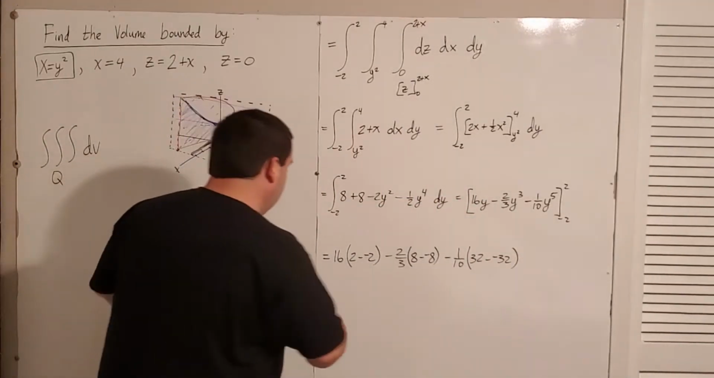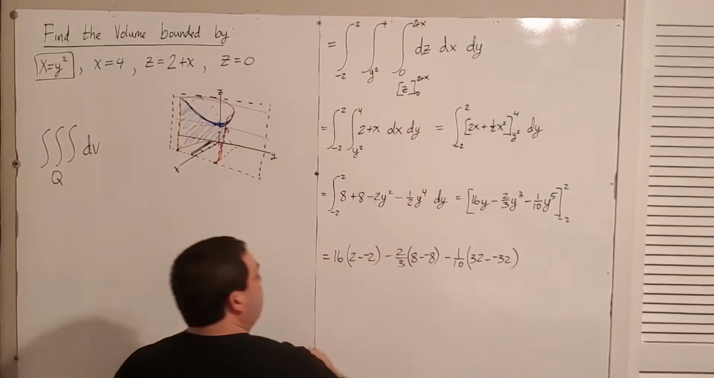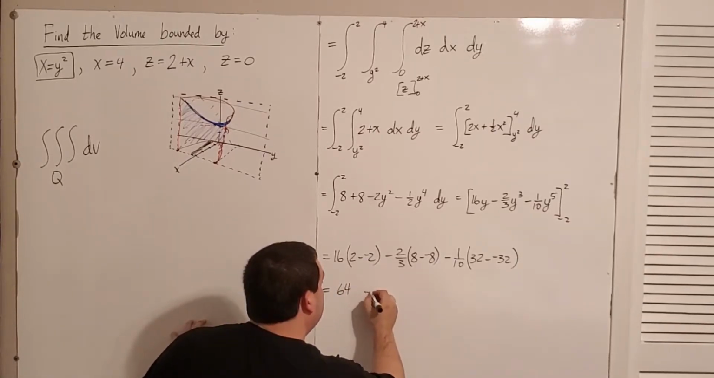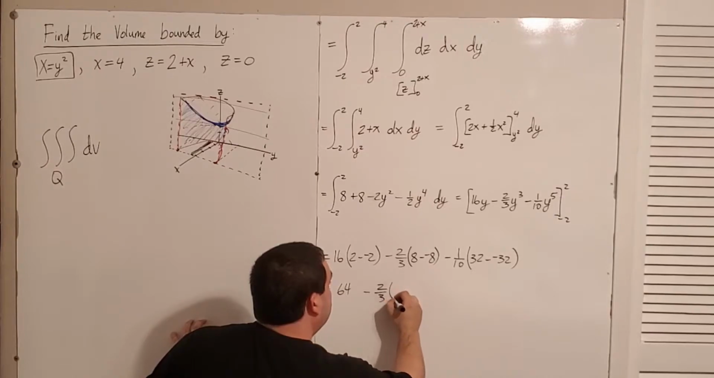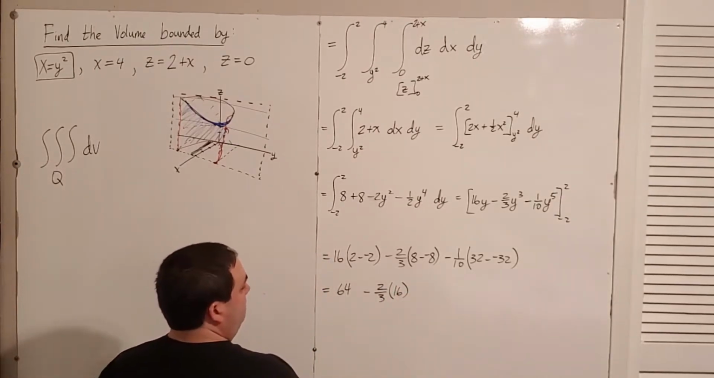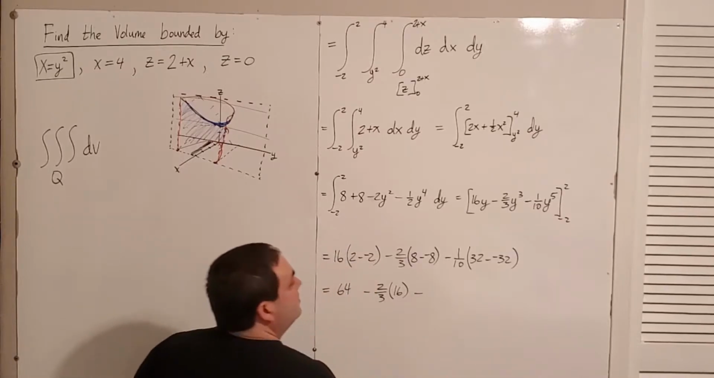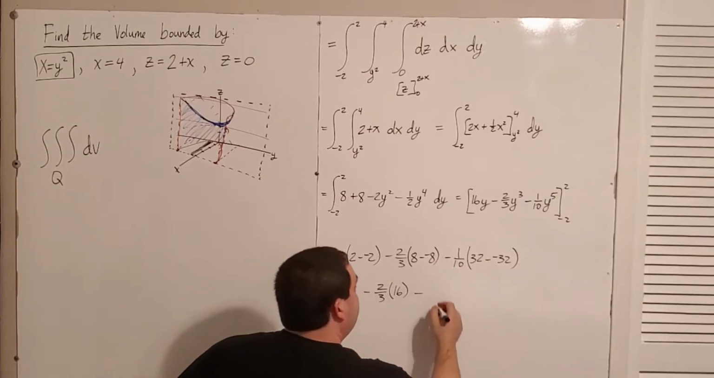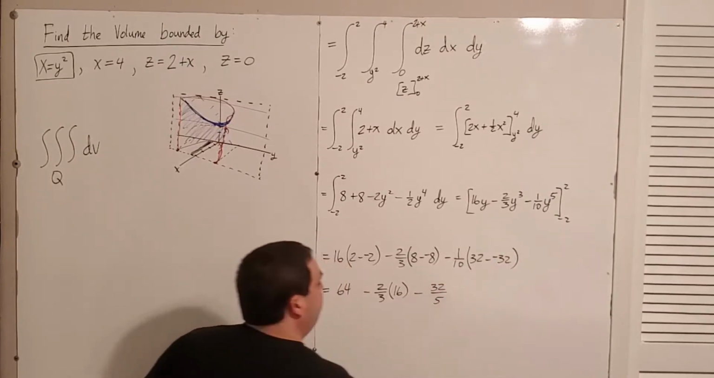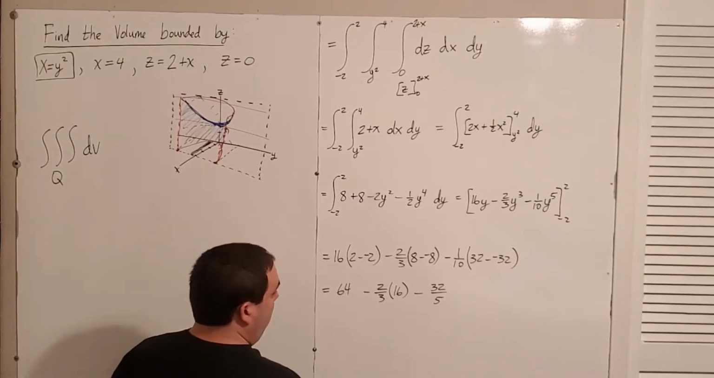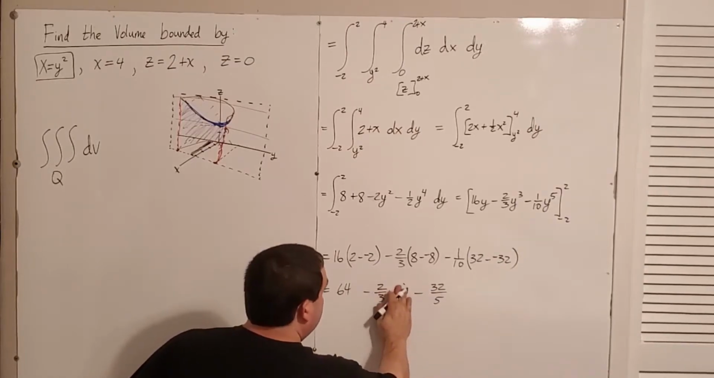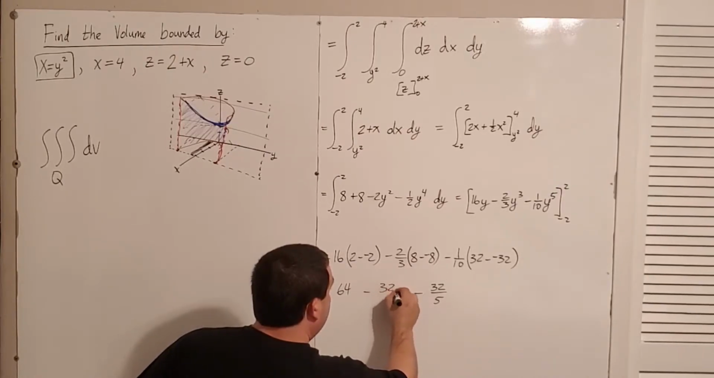Okay. 16 times 4, 64 there. Minus 2/3 times 16 again. Minus, and then I've got 64 over 10, which I can reduce to 32 over 5. All right. 16 times 2 over 3, let's go ahead and simplify that a little bit. That's just going to be 32 over 3.